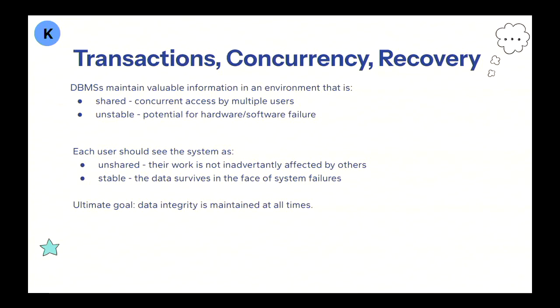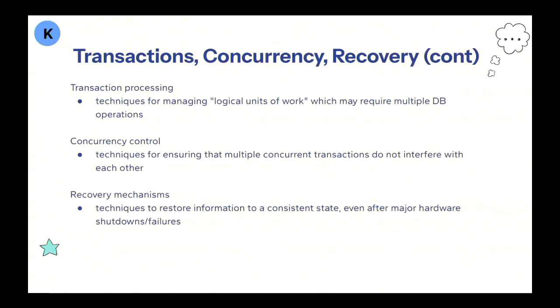But this is how it is in practice. For each user, their work should be unshared. From their point of view, the data should be unshared, so it should not be affected by other users unexpectedly. That's the first thing. The second thing is, as a user, you are expecting the database to be stable, free from all the potential failures. So the ultimate goal, in one sentence, is to maintain data integrity at all times.